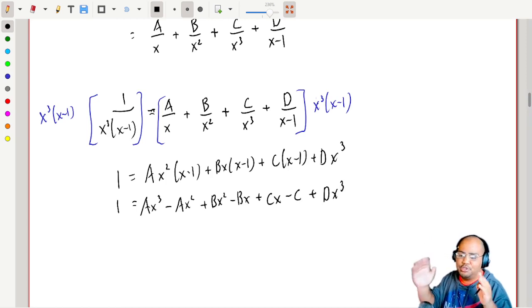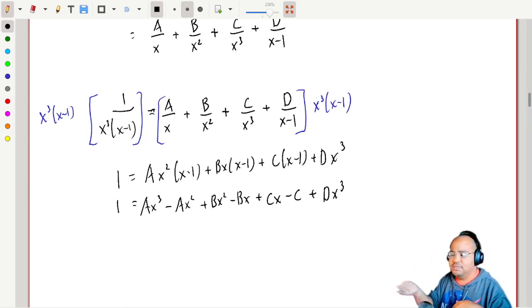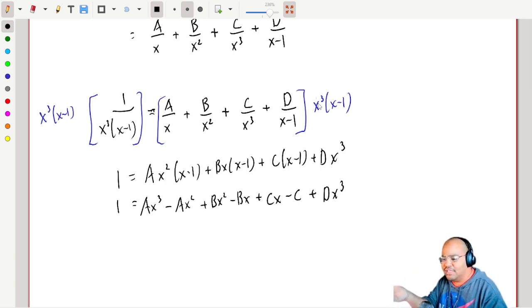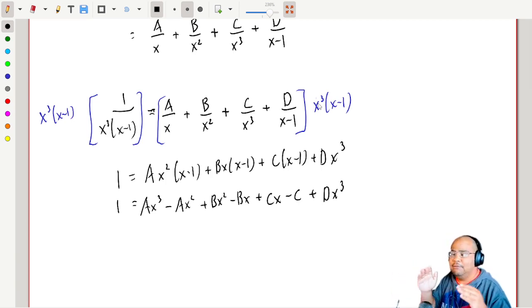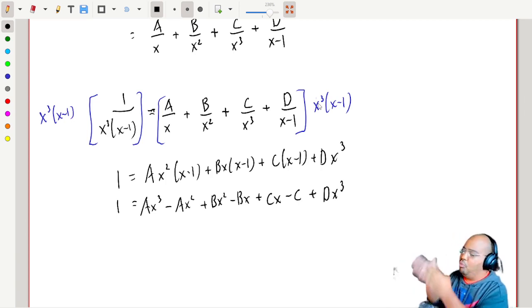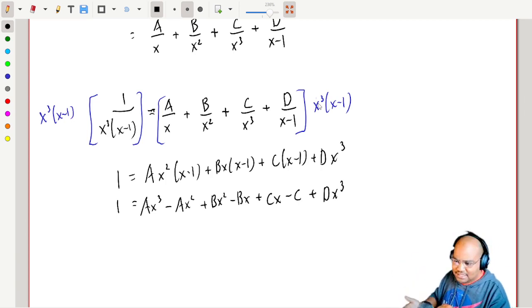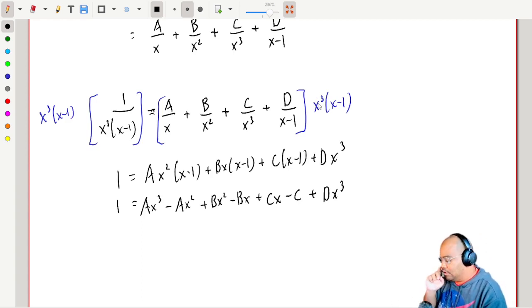Now, why did I do that? Remember, this is supposed to be an identity. If these two are supposed to be equal for every value of x, then I need the same number of each power on both sides. I need the same number of 1s, the same number of x's, the same number of x squareds, and the same number of x cubeds. So we're going to set up a system of linear equations. I'll need 4 colors here.